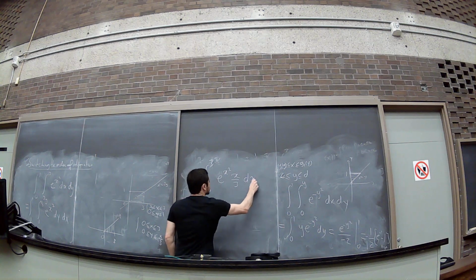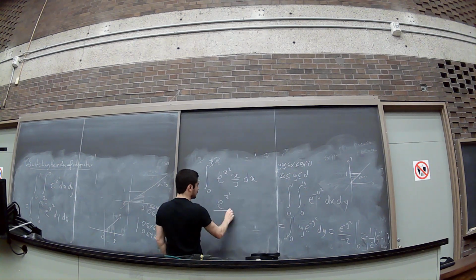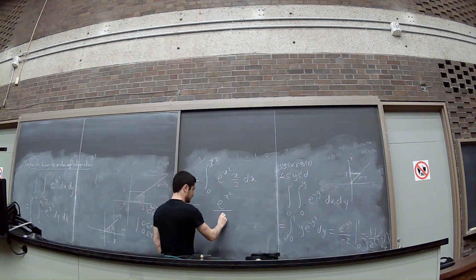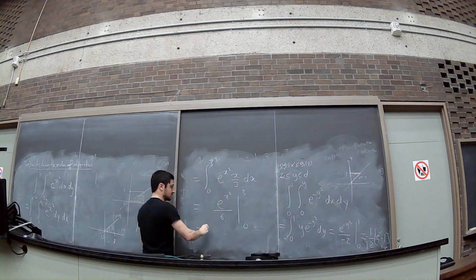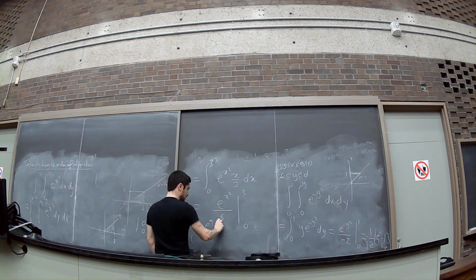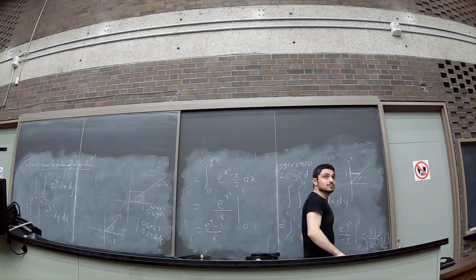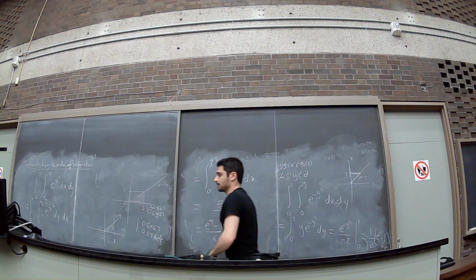x over 3 dx. What's the antiderivative of this? It's just e^(x squared) over what? 6, right? Evaluated from 3 to 0. What is that? This is e^9 minus 1 over 6. Is it clear?